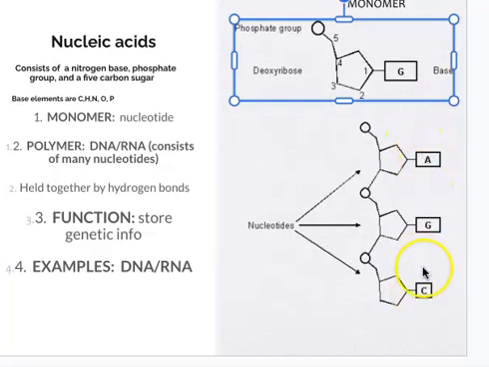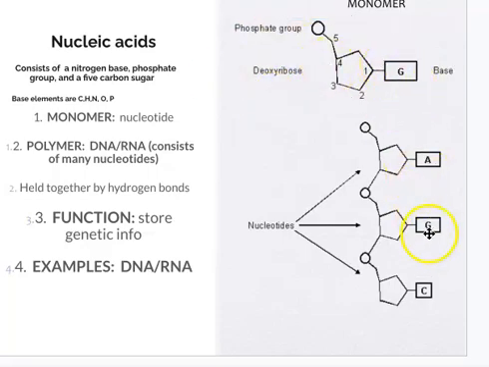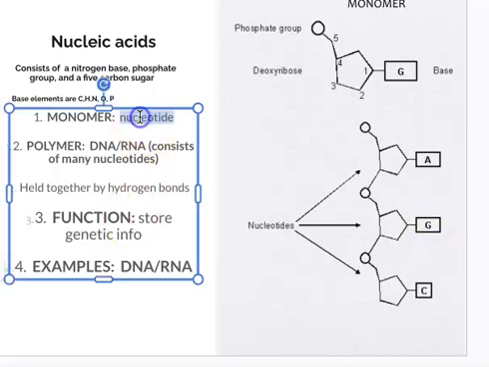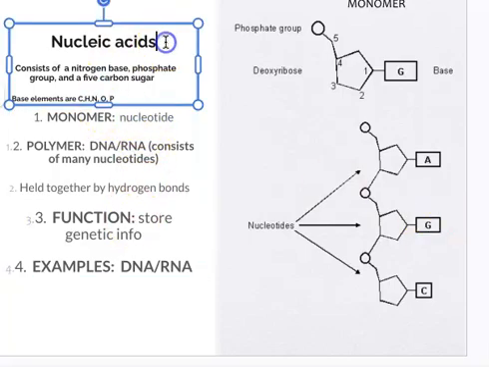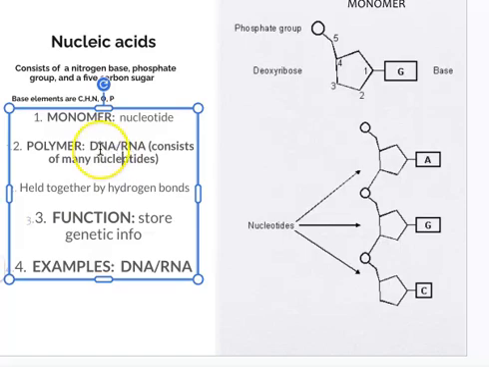If you remember, the A and the T pair together, and the G and the C pair together. So again, this A, G, C, and T are all nucleotides. That's the monomer of a nucleic acid. Now the polymer is DNA and RNA, and that's many nucleotides. Remember, a polymer is going to be DNA. So a DNA strand is going to be a nucleic acid. They are held together by hydrogen bonds. We've talked about those before, and their function is to store genetic information.